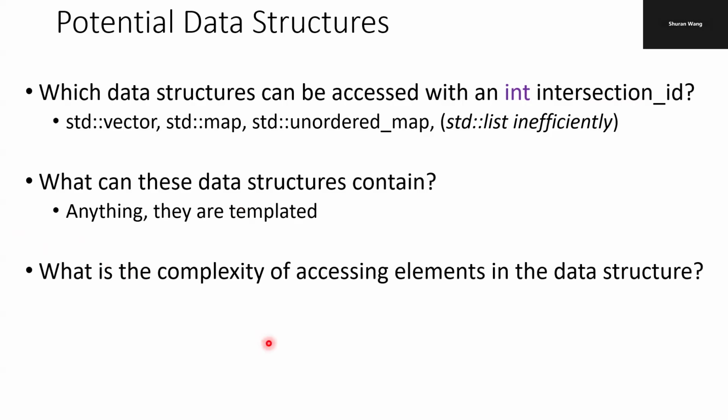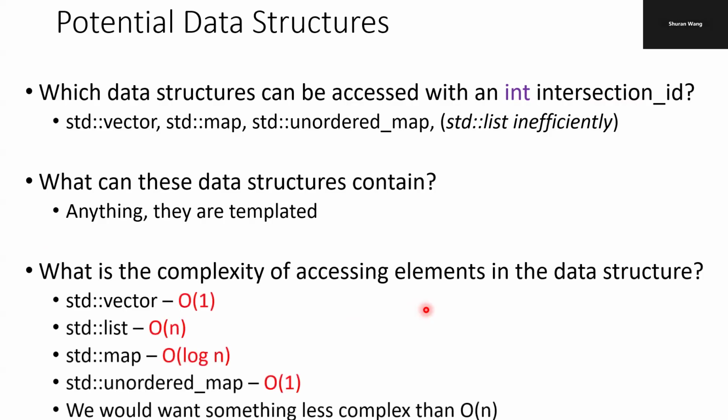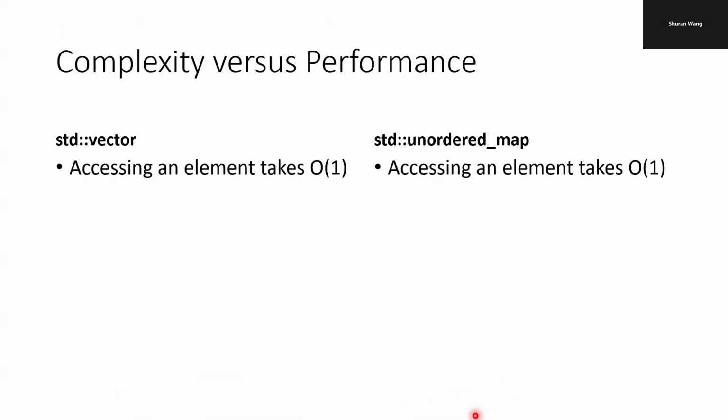What is the complexity for accessing the elements in the data structure? For vectors, we can use O(1) for random accessing. For list, it's O(n) because it needs to traverse through the list. For map, it's O(log n) because it's a binary tree. For unordered map, it's O(1). It's a hash table. And we want something that's less complex than O(n), which is the original function. So we'll pick the two O(1)s and compare them. Which one is faster?